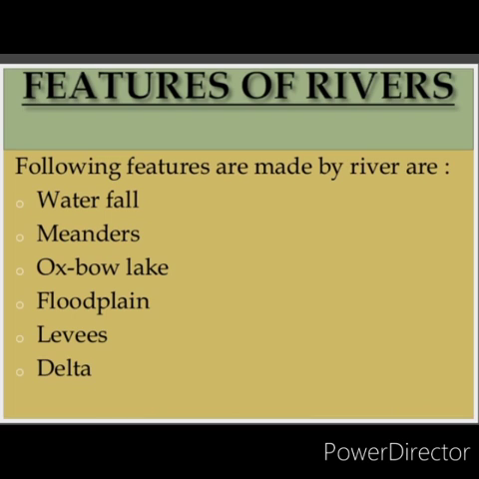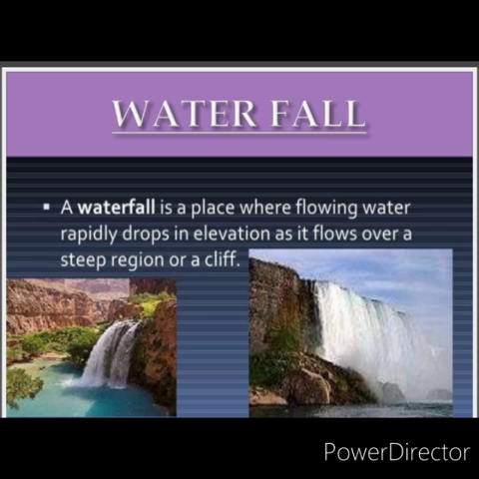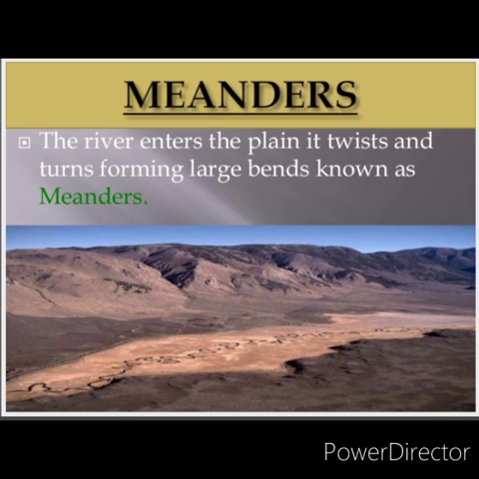Now, the next part is rivers. So, the features of rivers are waterfall, meanders, oxbow lake, flood plain, levees, and delta. Waterfall. A waterfall is a place where flowing water rapidly drops in elevation as it flows over a steep region or a cliff. Meanders. The river enters the plain, it twists and turns, forming large bends known as meanders.